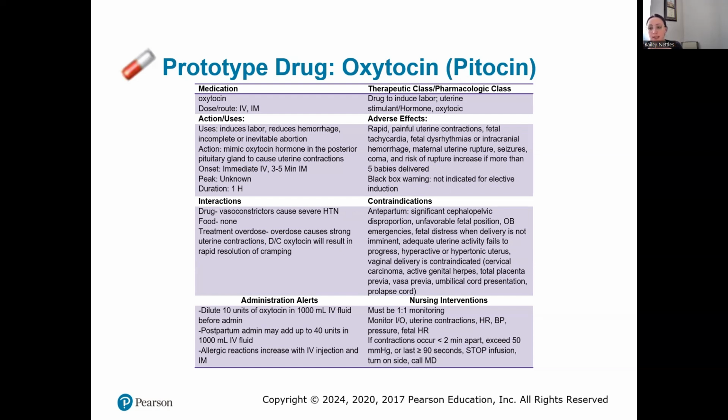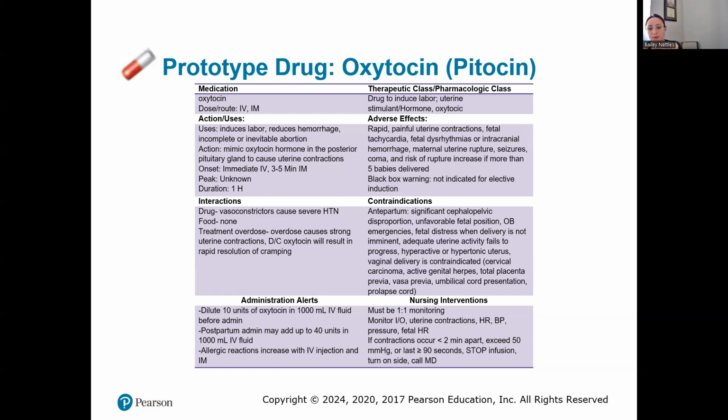Vaginal delivery is contraindicated. So you have a cervical carcinoma, you have an active genital herpes, you have a total placenta previa, a vasa previa, the umbilical cord is presented, or a prolapsed cord. You're not having a vaginal delivery anyway. We don't need oxytocin. We'll just take you to get a C-section, okay?